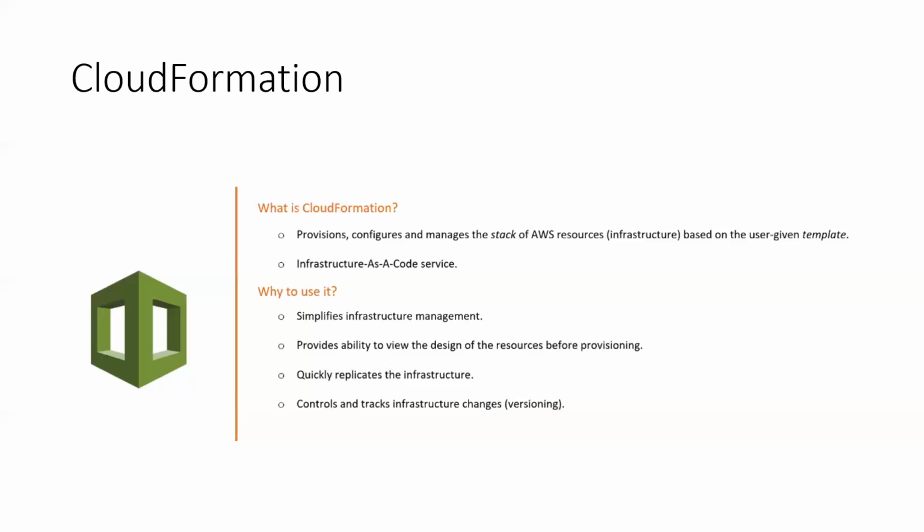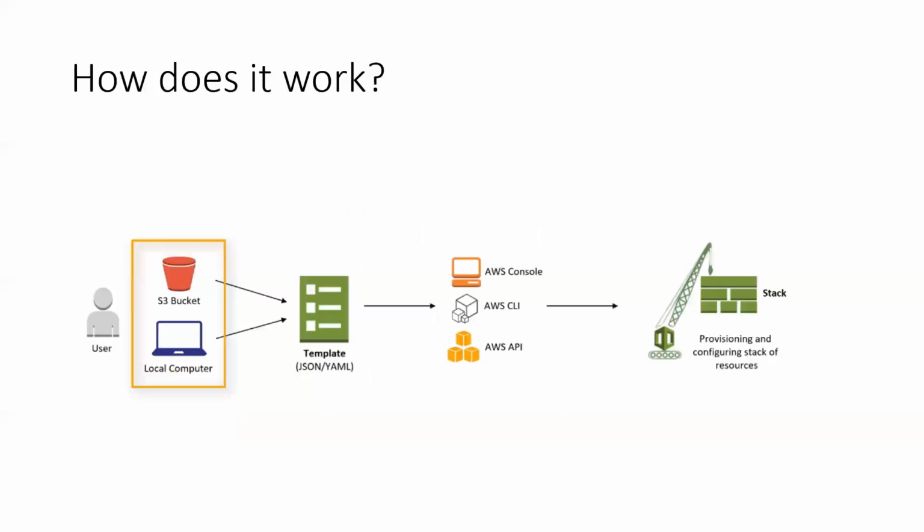Before going into the code, and I have a demo for this, let's understand how this happens. A user has created a template. Now he can store that template either in an S3 bucket or on his local machine, and then he will upload that template into CloudFormation. That template would be in JSON or YAML.